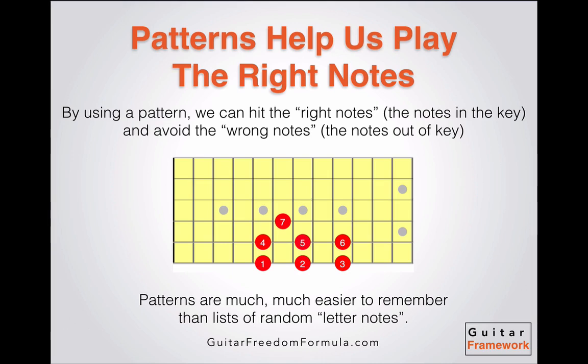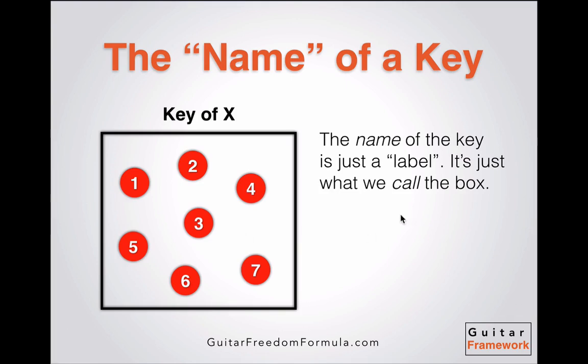Okay? So, let's now talk about the name of a key, because it can sound confusing because there are all these different names for keys like A major or B flat minor or let's say F sharp minor or something like that. Now that sounds confusing. For right now, I want you to think that the name of the key doesn't matter, because the name is just that. It's just a name. It's just a label. It's just what we call it, okay?